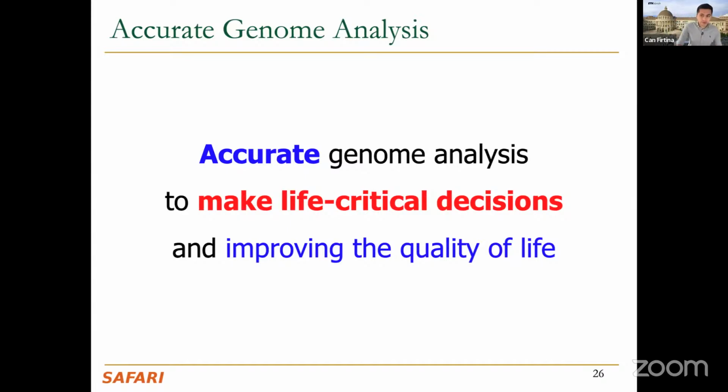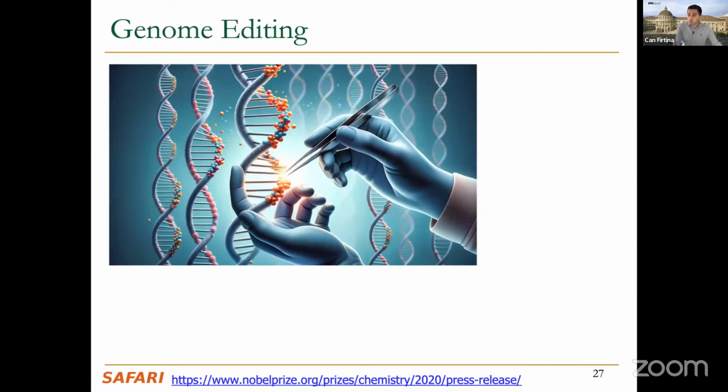Of course, accurate genome analysis is important. It is important for many reasons. One reason is to make life-critical decisions and improve the quality of life. One very important application that is dear to my heart is genome editing.